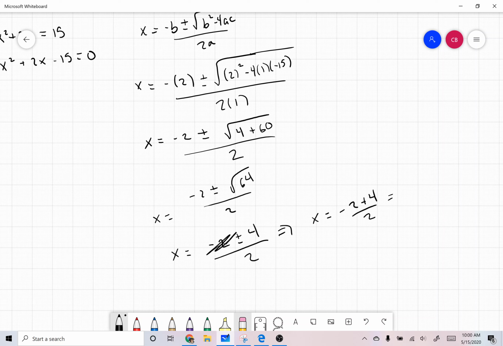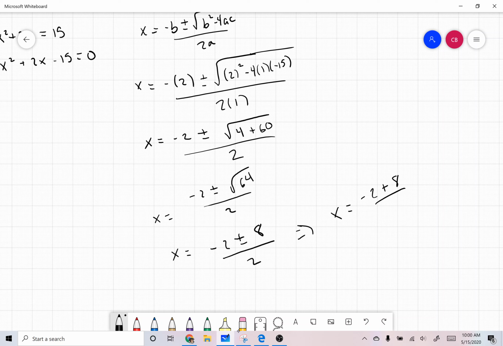Okay, let's fix it. Sorry about that. I knew the answer was 8. So we have negative 2 plus or minus 8 over 2. Okay, and then x is equal to negative 2 plus 8 over 2, which is equal to 6 over 2, which is equal to 3. And we have x is equal to negative 2 minus 8 over 2, which is equal to negative 10 over 2, which is negative 5.